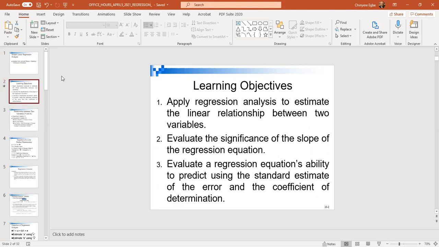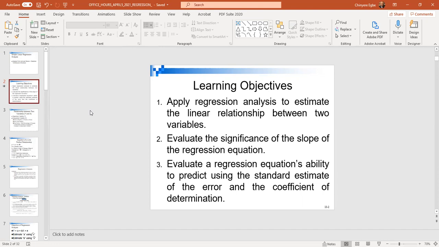For example, we can say that the amount of money that you spend on clothing depends on your income. Those people that have more money spend more money on clothing because they can afford more. So the amount of money you spend on clothing is the dependent variable, and it depends on your income, how much money you earn. That is what regression analysis is all about.